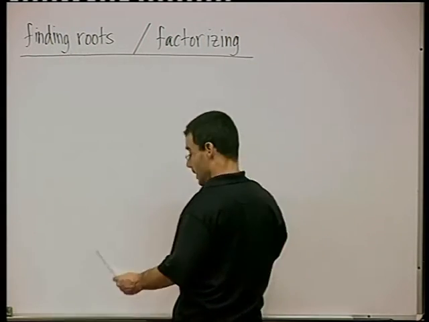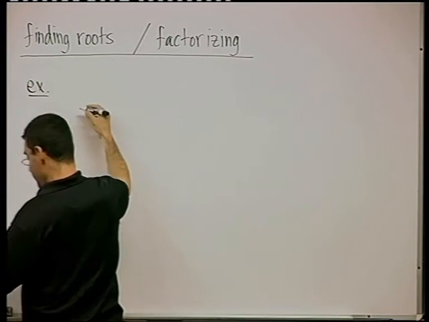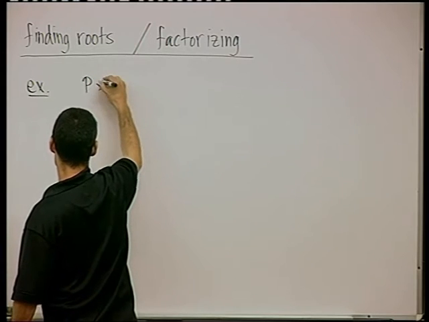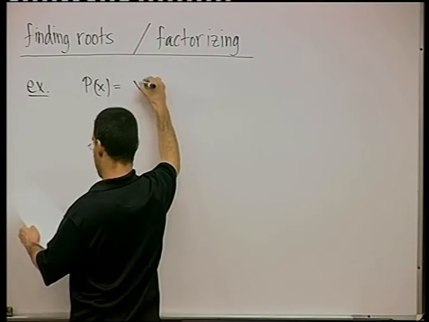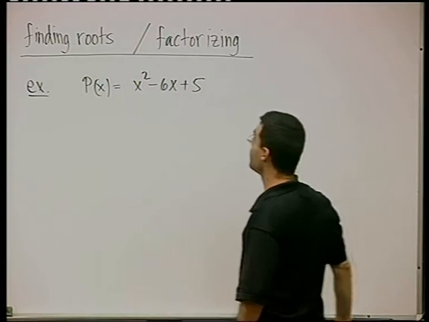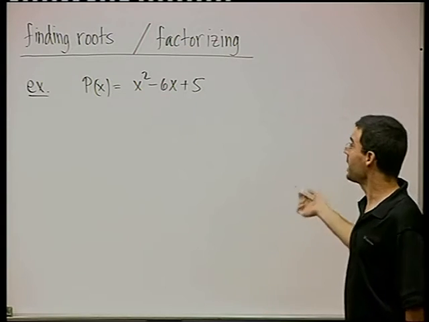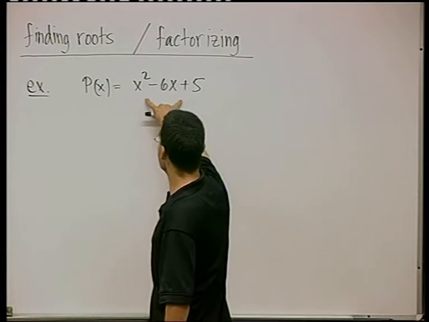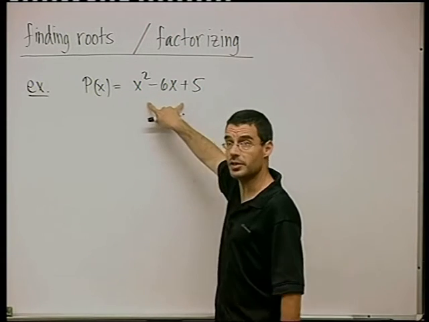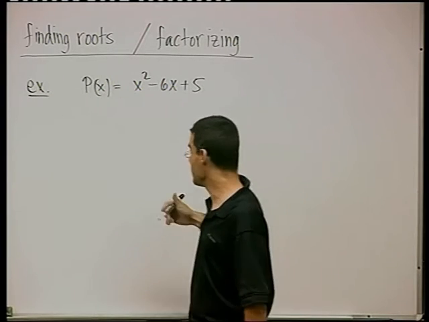That's the title. And let's start with an example. Suppose we have p of x, a polynomial x squared minus 6x plus 5. How do we find the roots? For example, we can look at the quadratic formula. The quadratic formula would tell us what the roots of this expression are, and then we can write it as a product of linear factors corresponding to those roots.